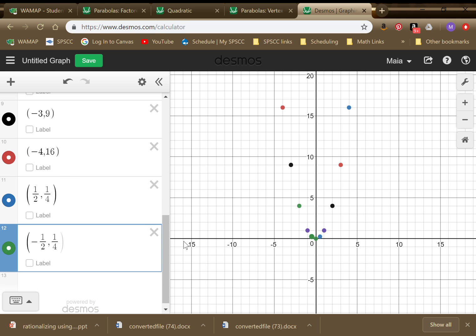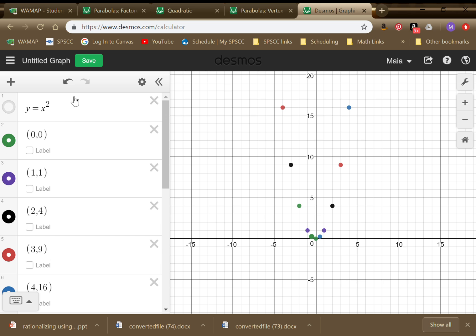Okay, so when you plug in a number bigger than 1, your y value will be bigger than your x value. When you plug in a number between 0 and 1, or even negative 1 and 1, that's not true. Okay, so let me go up and turn this on.